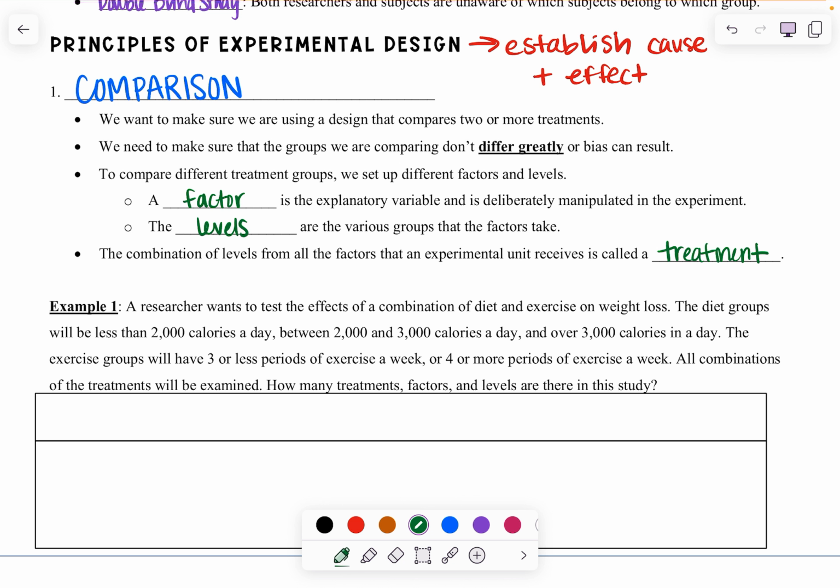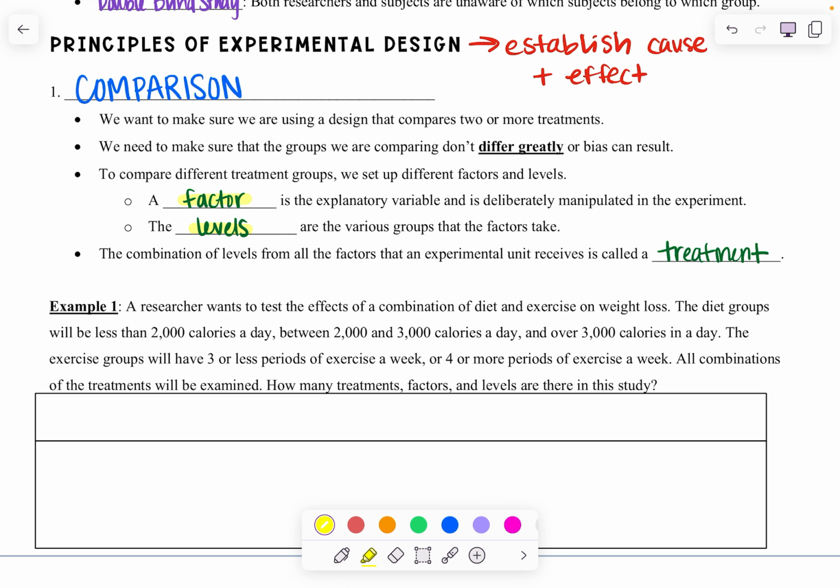So whenever you are doing an experiment, you have to have comparison. Typically, for the most part, you compare a treatment to a control, which we'll talk about in a second. As for terminology, I would make sure that you know what a factor is and what a level is.